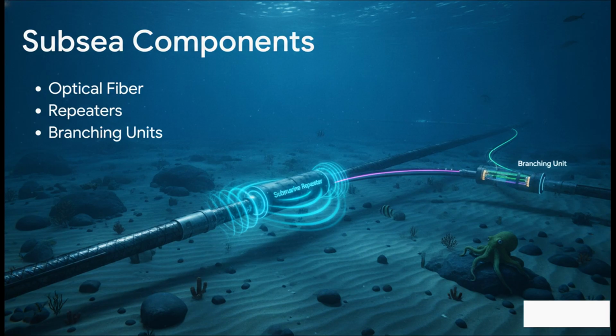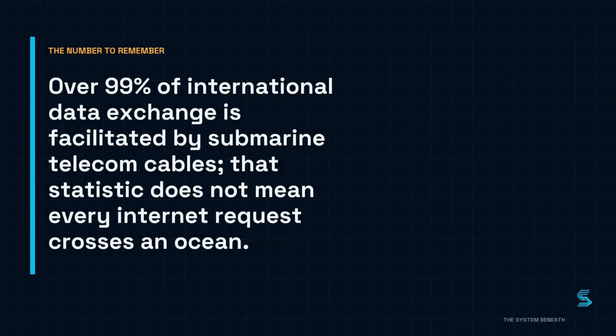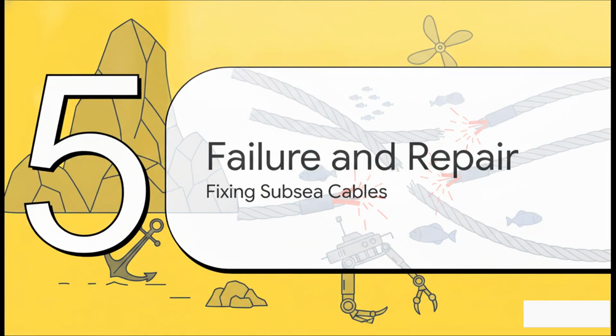And occasionally, the light hits branching units. Think of these as optical splitters resting right on the seafloor, directing different wavelength channels of traffic to entirely different destination countries. That takes us to Section 5, System Failure and Repair.